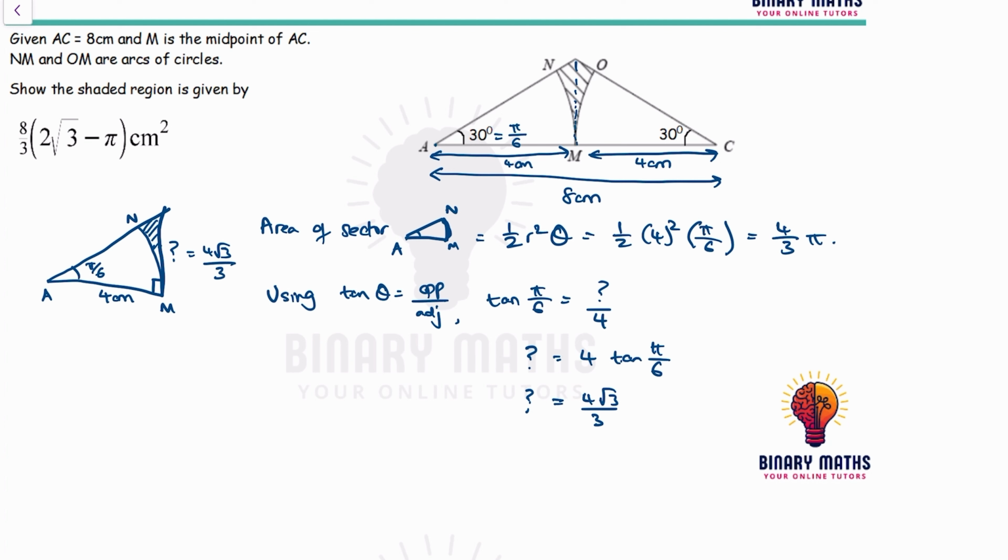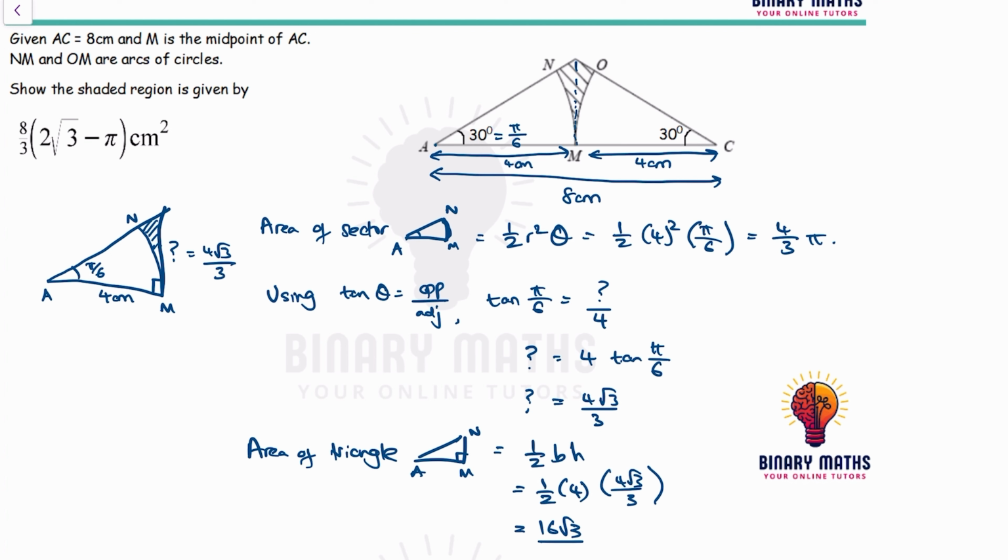So if I want to work out the area of the triangle, now this triangle is AMN, then it's half times base times height, which is half times 4 times 4 root 3 over 3. I end up getting 16 root 3 at the top over 2 times 3 at the bottom, which is 6. If I simplify that, I get 8 root 3 over 3.